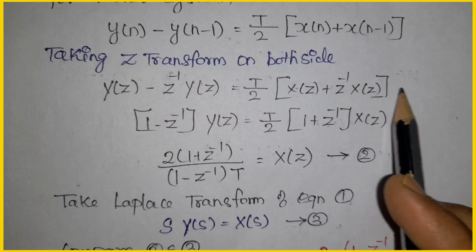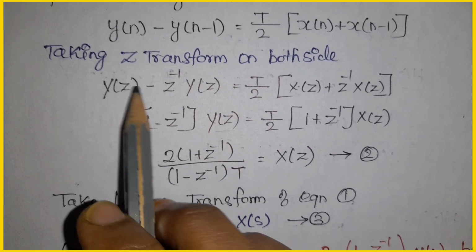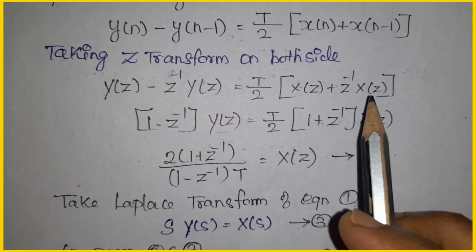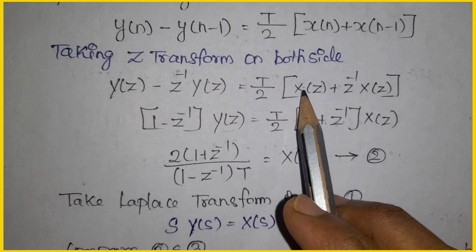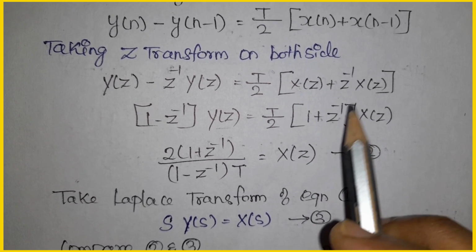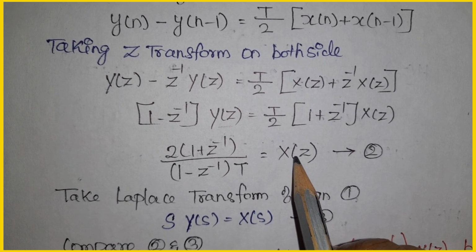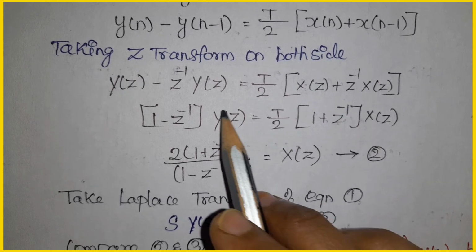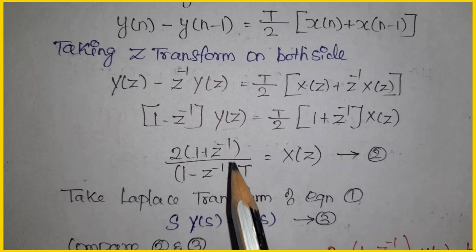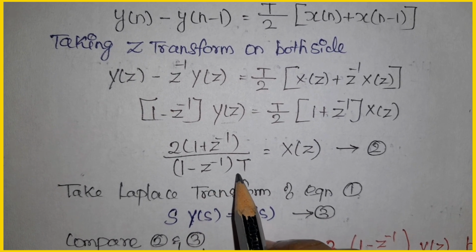So from this equation we have to separate Y(z), it's common, and then we will get 1 minus z power minus 1, and on this side we will take out X(z), and then 1 plus z power minus 1. So from this equation we want the ratio, so we have to replace these terms: 2 into (1 plus z power minus 1) divided by (1 minus z power minus 1) into T.